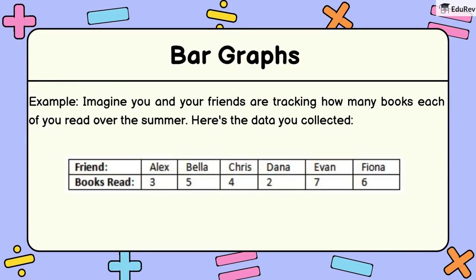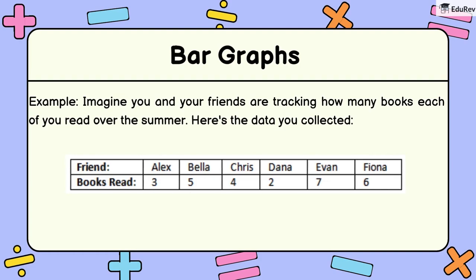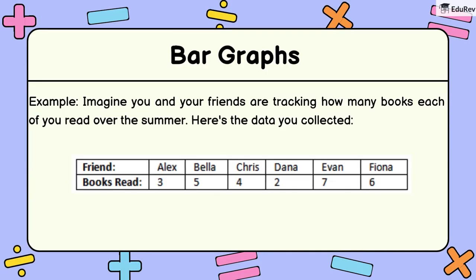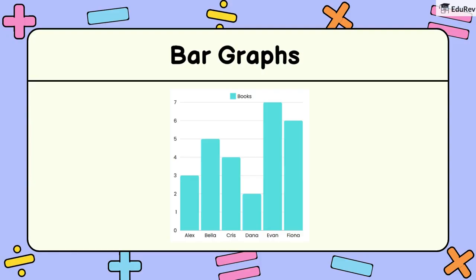The data you collected shows Alex read 3 books, Bella read 5 books, Chris read 4 books, Dana read 2 books, Evan read 7 books, and Fiona read 6 books. In the bar graph, each bar's height represents the number of books read by each friend.